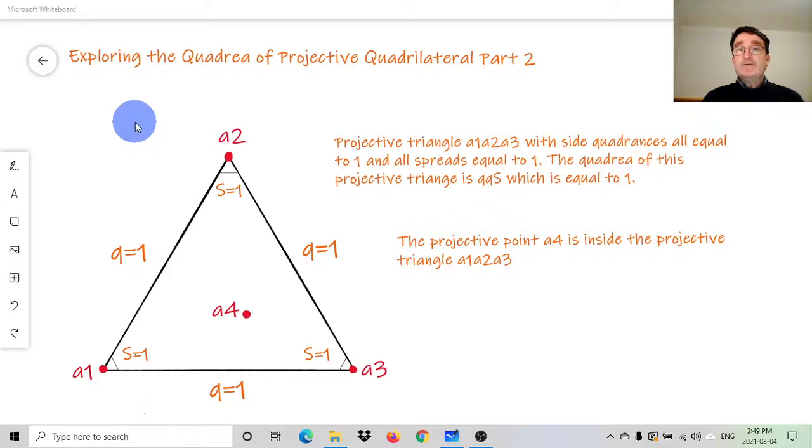Today we'll be continuing our exploration of the quadria of the projective quadrilateral. This is part 2 in the series.